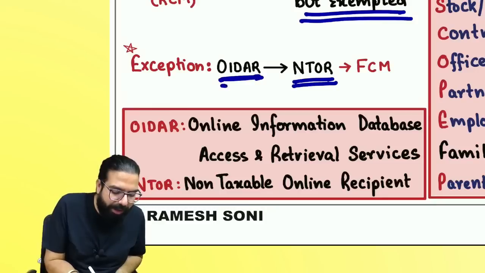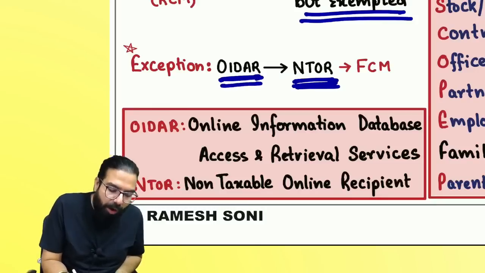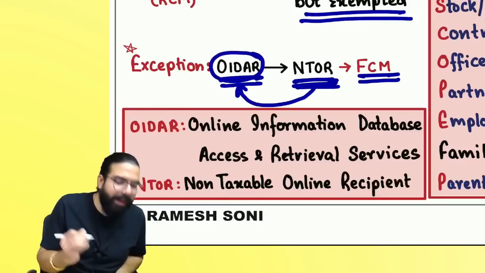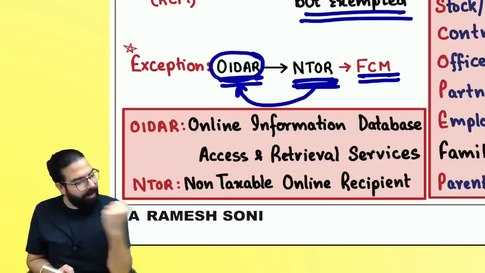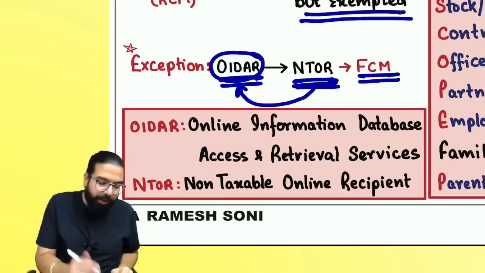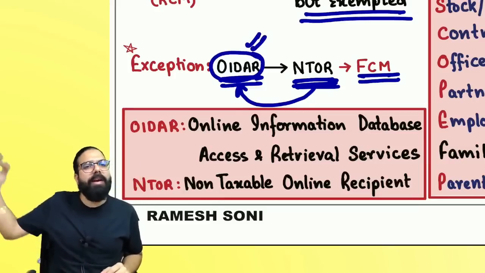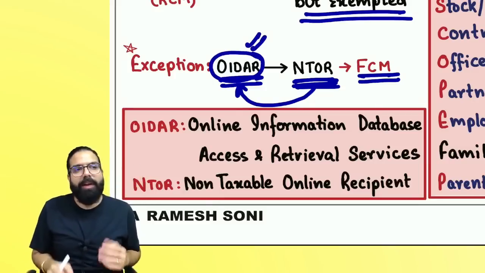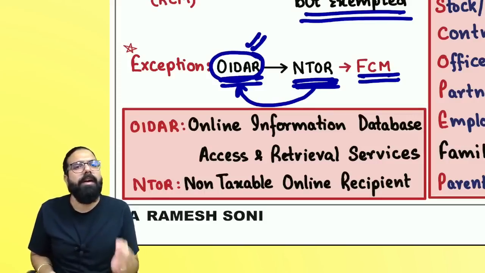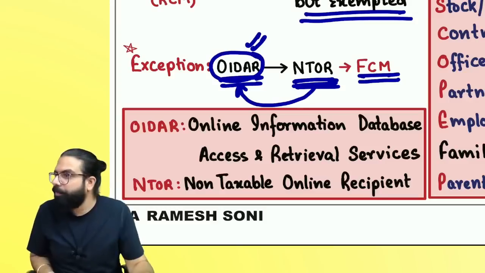So in case of OIDAR services given to an NTR, always forward charge mechanism will come, OIDAR will collect. So OIDAR has to take registration in India, collect the GST and pay it to the government. Are we clear, everyone? And OIDAR registration, whenever it is supplying services to an NTR, basically to an unregistered person, government is telling you have to pay GST under forward charge mechanism. Can I go ahead, everyone?